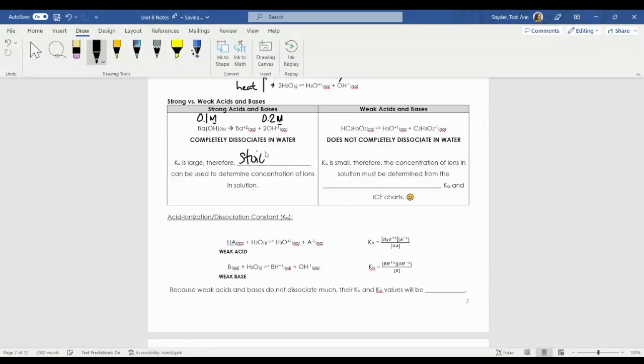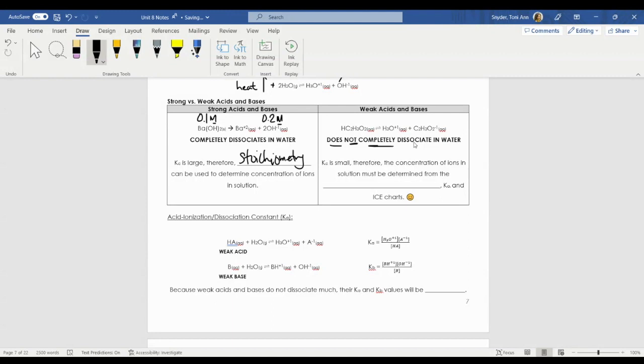And the value for K is going to be very, very large. So because I'm producing a whole heck of a lot of ions, my concentration of products is much higher than my concentration of reactants. So K is very, very large. However, for weak acids and bases, we have to remember that these do not completely dissociate in water. So anything that's not one of those 6 strong acids or 6 strong bases, we can identify as weak.